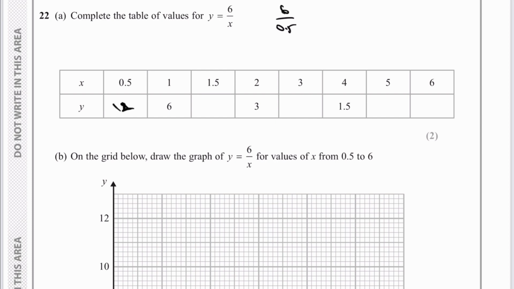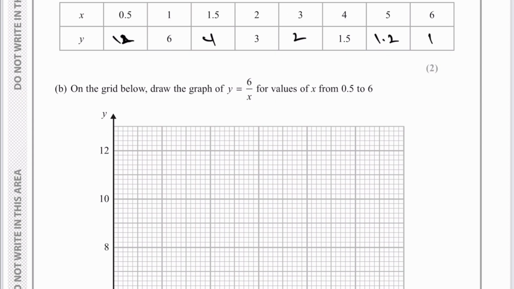Then how many 1.5s are there in 6? Well, there's 4 of them, 2 of those, 1.2 of those, and 1 of those, and then really you're just plotting it. So it's a fairly straightforward last but one question. I've got 1, 6, which is going to go there, and then I've got 2, 3, which is going to go here.